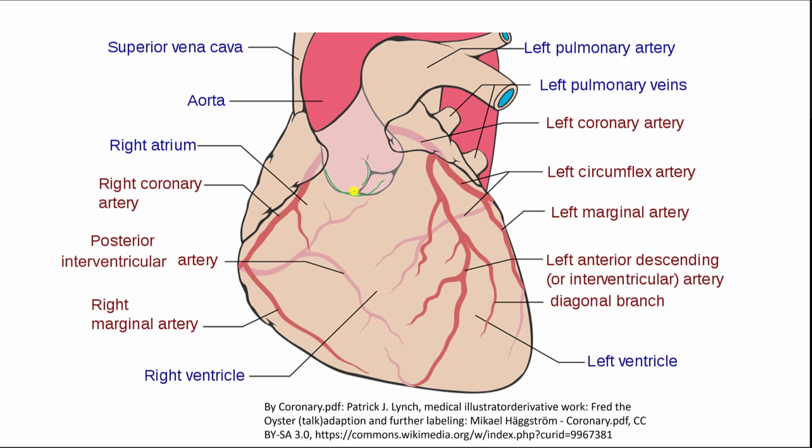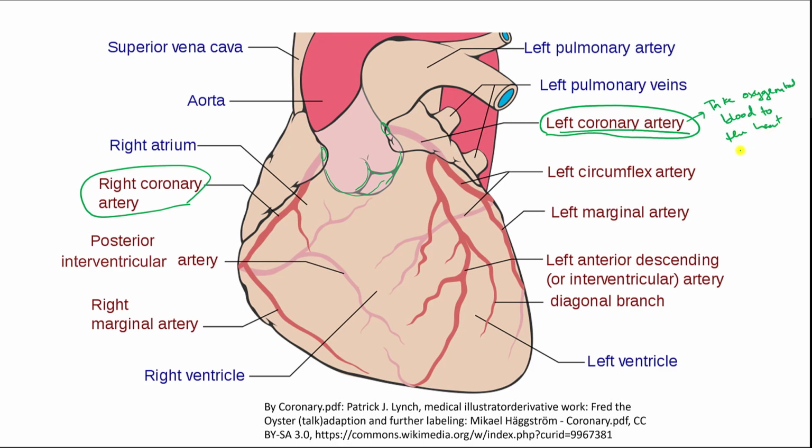See the drawing here. This is the aortic semilunar valve. So here we have the first one and the second one. And those will give us the left and right coronary arteries. Those are doing what? Bringing oxygenated blood to the heart itself, to the heart muscles or cells.